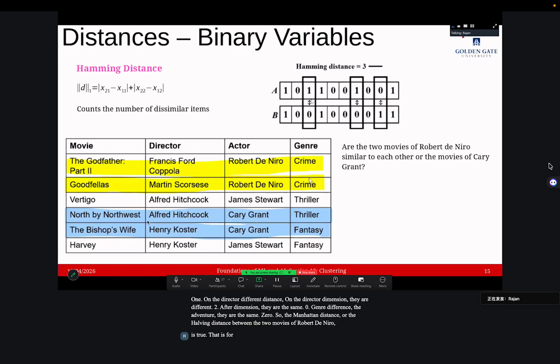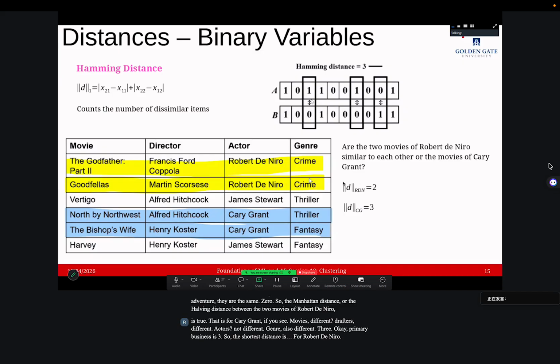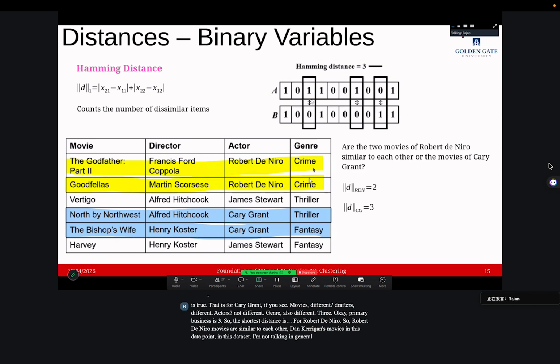Whereas for Cary Grant, movies are different, directors different, actors not different, genre also different. So the Hamming distance is 3. The shortest distance is for Robert De Niro. So Robert De Niro's movies are more similar to each other than Cary Grant's movies in this data set. I'm not talking in general, in this data set. This is how we use Hamming distance. Use Hamming distance when the data is binary categorical data.